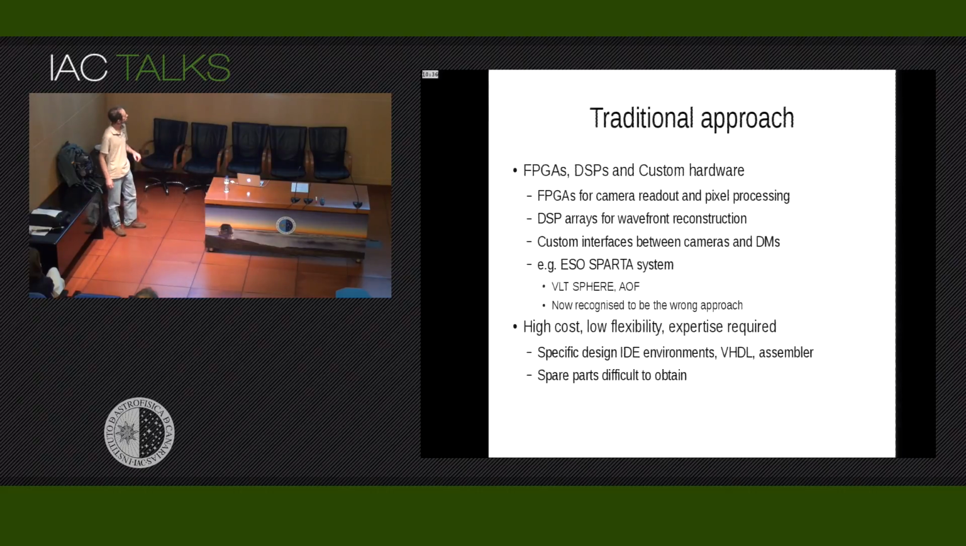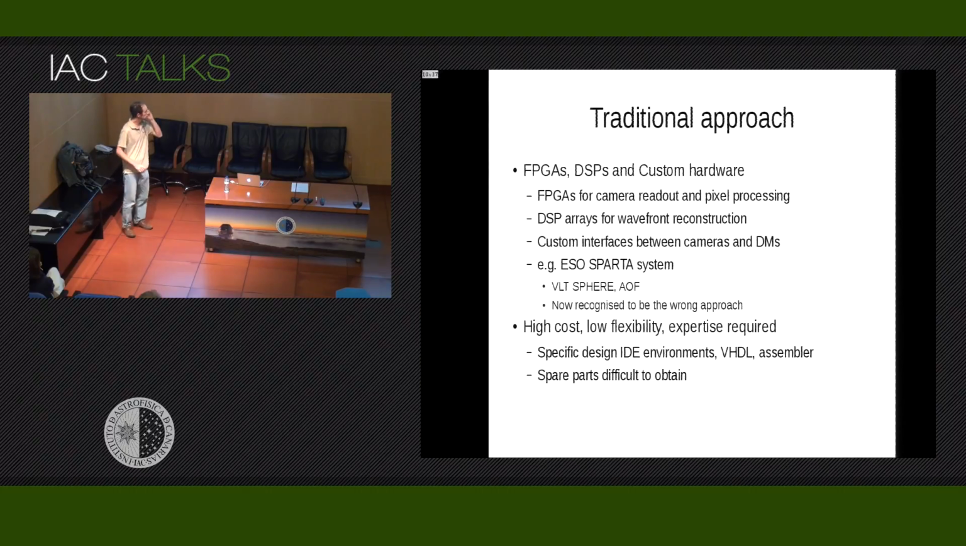So the traditional approach from the late 90s and early 2000s, I suppose, was to use DSPs, FPGAs, and custom hardware. Systems from that era would typically use an FPGA to read out the cameras, and would do pixel processing, so calibration. There'd be custom interfaces between the cameras and the DMs. So, for example, the ESO SPARTA system, which was developed from 2003, 2004, 2005 onwards. It's been recently installed for the VLT on SPHERE, the XAO system, and it's being installed in the AOF.